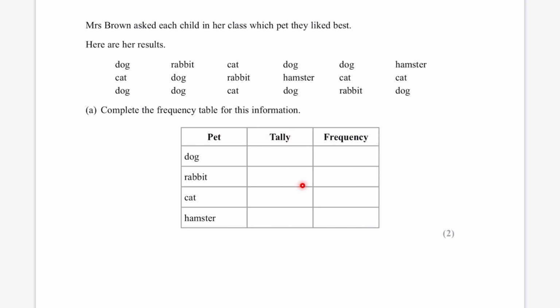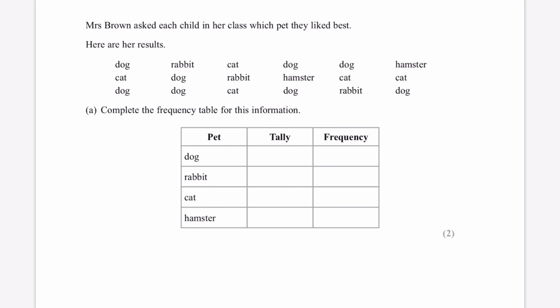The second column is labelled tally, which we can use to help us count up the number of each pet each child in her class said they liked best. And then this third column, the frequency column, is where we'll put our final frequency in.